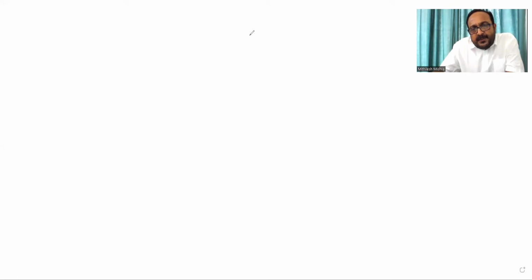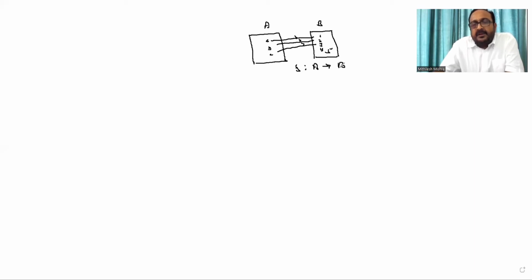Just see, suppose there are two sets, A and B. A has elements, suppose a, b, c, and B has elements 1, 2, 3, 4, 5, etc. a is related to 1, b is related to 2, c is related to 3. Then, as you know, it's a function from A to B.